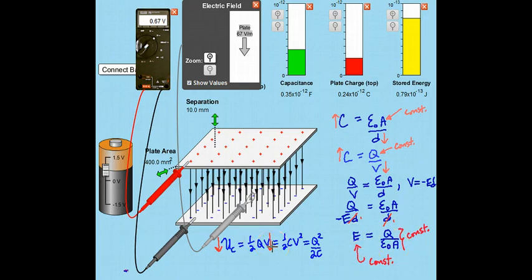Okay, one last thing just to test if you really know what you're doing. Let's say we were to change the plate area. Let's say in this case we decide to decrease the plate area. I'd like you to answer what happens to the capacitance, the plate charge, the stored energy, the electric field, and the voltage. Describe what would happen to all of these quantities. Take a moment, jot down your answers, and then let's review the answers.